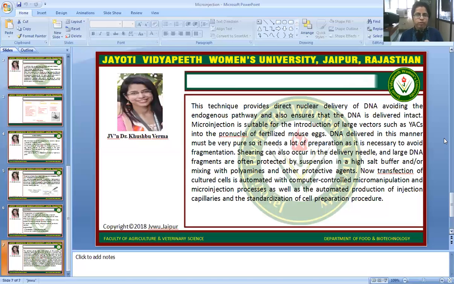Now transfection of cultured cells is automated with computer controlled micromanipulation and microinjection processes, as well as the automated production of injection capillaries and the standardization of the cell preparation procedure. So this is the sum up of this session.